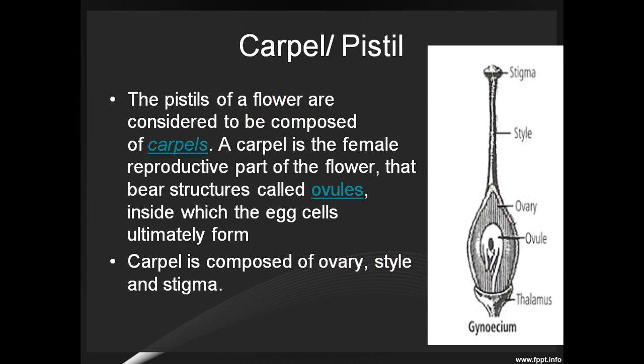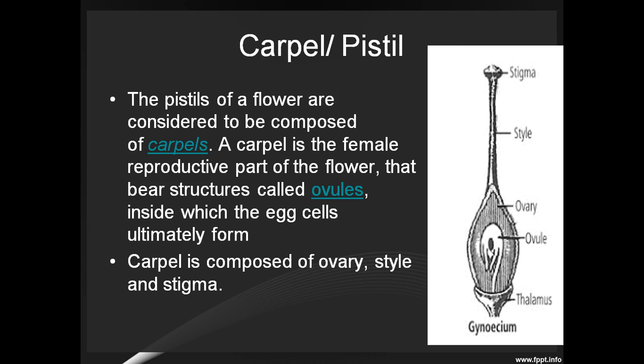Carpel or pistils. The pistils of a flower are considered to be composed of carpels. A carpel is the female reproductive part of the flower that bears structures called ovules, inside which the egg cells ultimately form. So carpel is composed of ovary, style and stigma. It also consists of three parts.